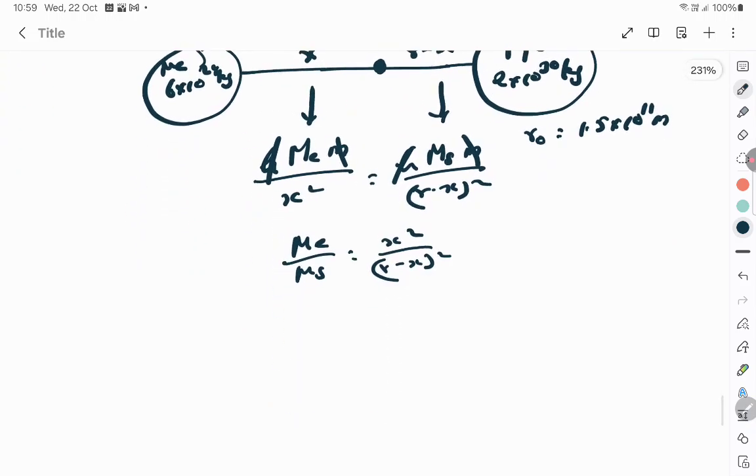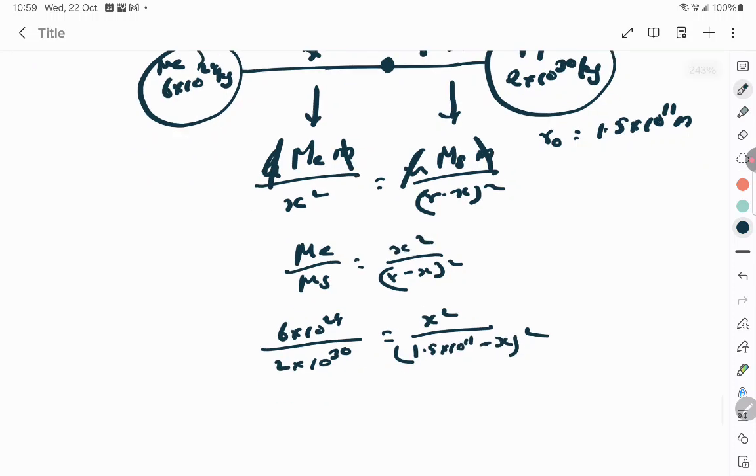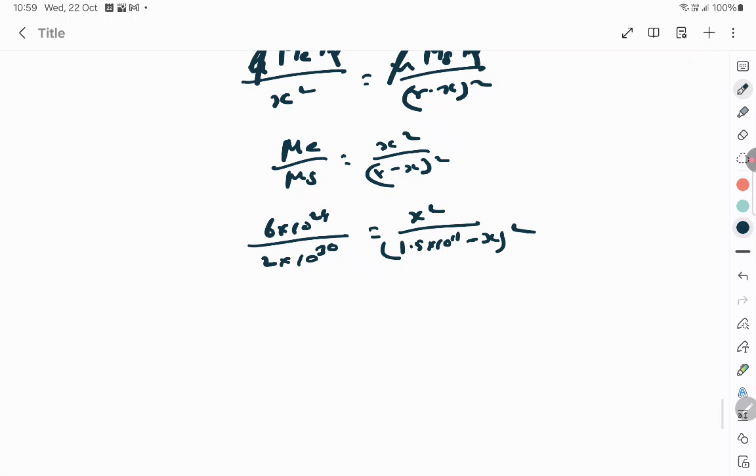And mass of the Earth has been given to be 6 into 10 to the power 24. Mass of the Sun is 2 into 10 to the power 30, which is equal to x square by r, which is given as 1.5 into 10 to the power 11, minus x the whole square. Now you can just cancel everything and solve it and get the value of x. In fact, this will become 3. This will become 3 into 10 to the power minus 6 is equal to x square by 1.5 into 10 to the power 11 minus x the whole square.